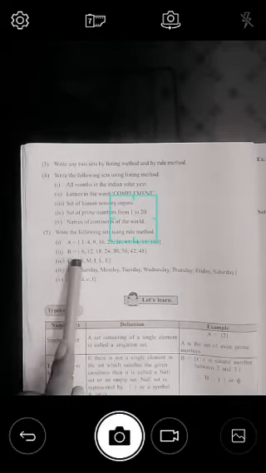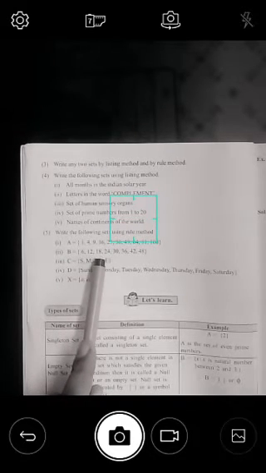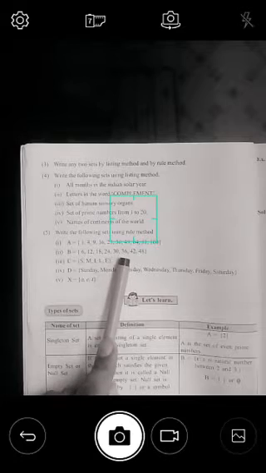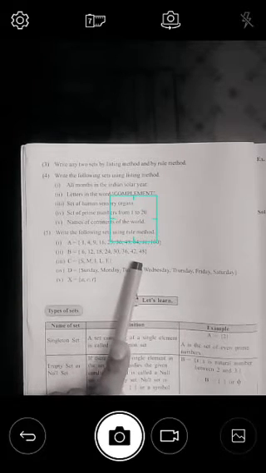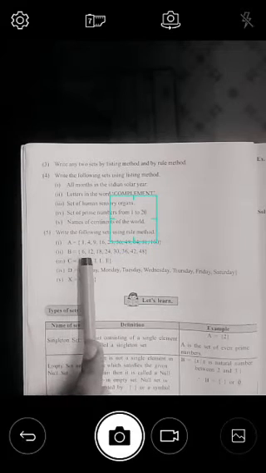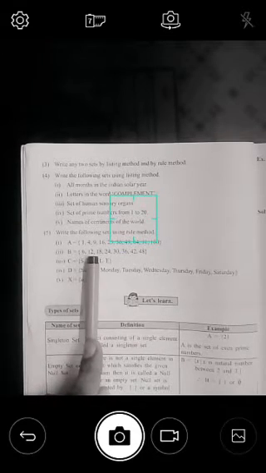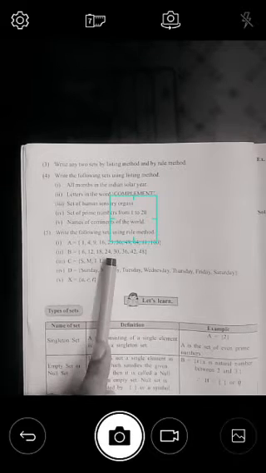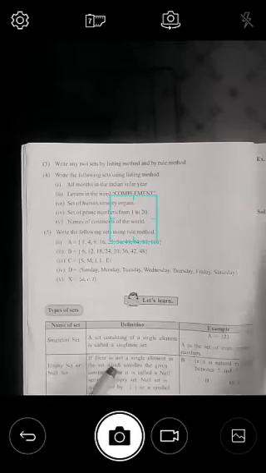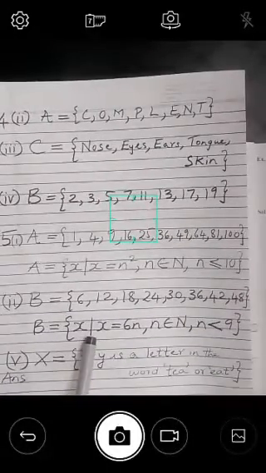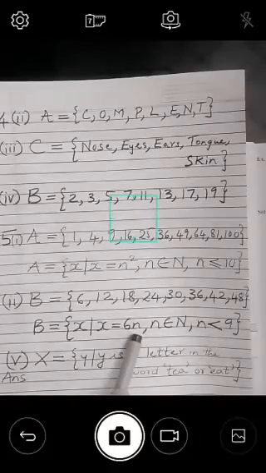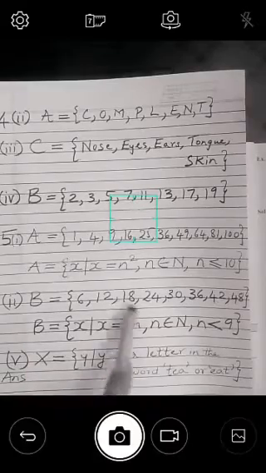The next one is B is equal to 6, 12, 18, 24, 30, 36, 42 and 48. Now we can see that these are the multiples of 6. 6 2s are 12, 6 3s are 18, 6 4s are 24 and so on. So we will write it as B is equal to x such that x is equal to 6n, because 6 into 2 is 12, 6 into 3 is 18.